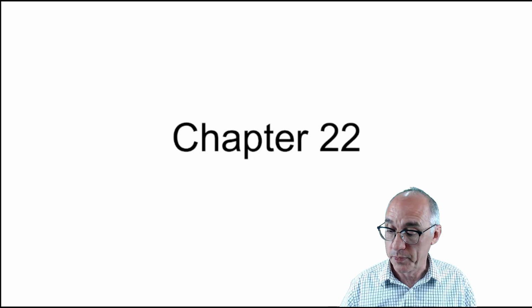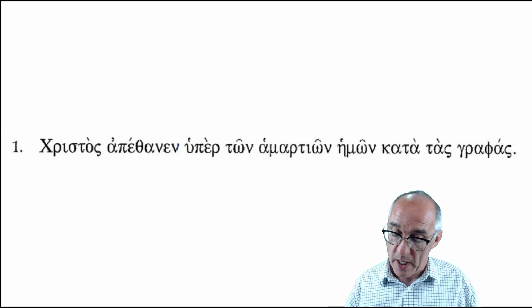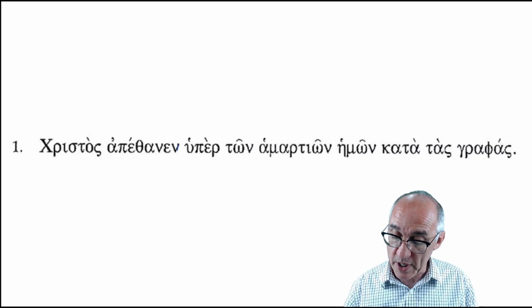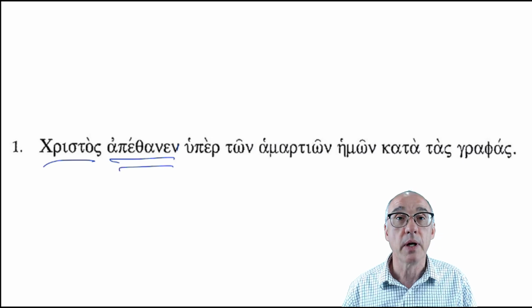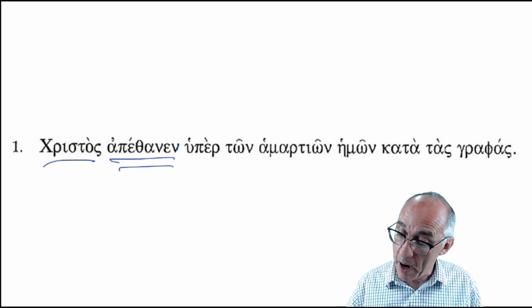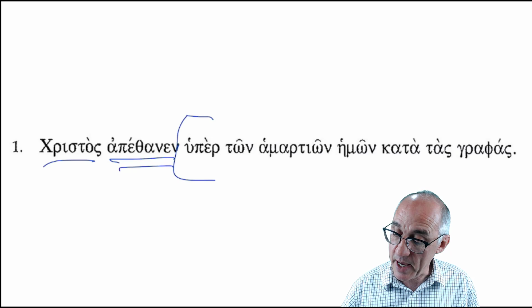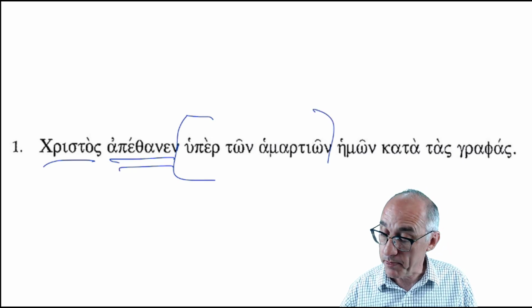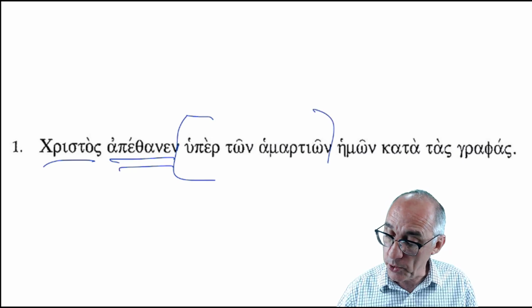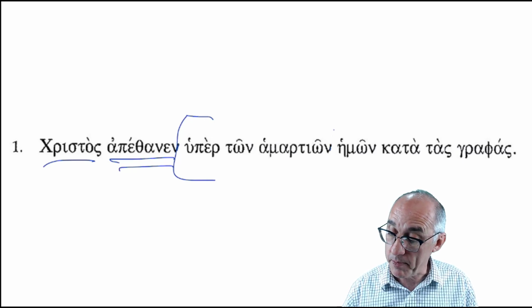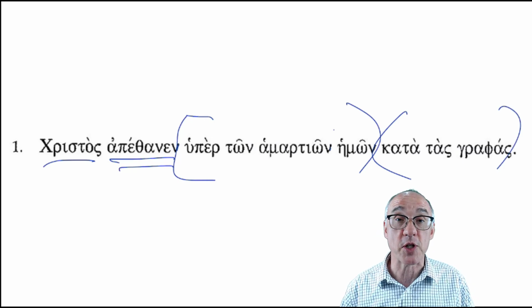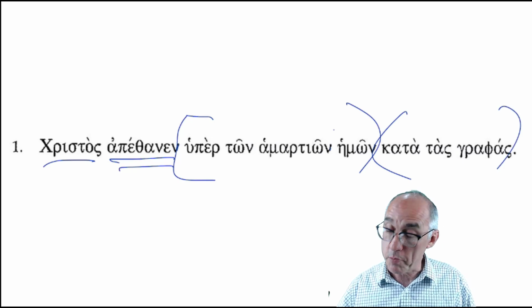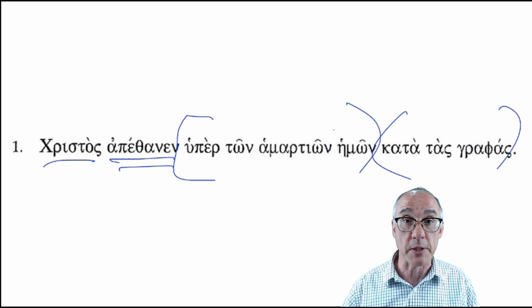Let's take a look. Chapter 22, number 1, here is our subject, and here's the verb. Huperton hamartion, that is a prepositional phrase, and let's include hemon with that. And then katatas graphas is also a prepositional phrase. So we have subject, verb, prepositional phrase, prepositional phrase.